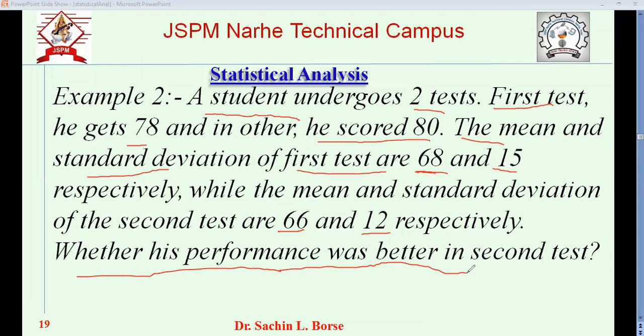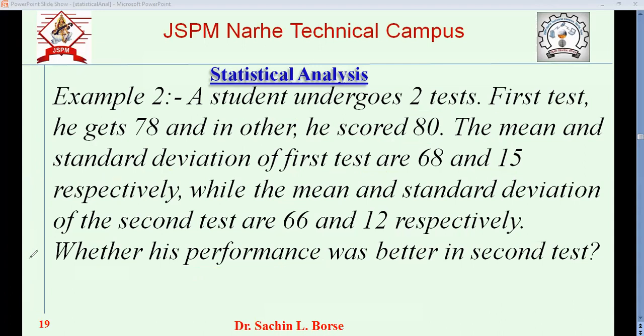So we have to tell based on what? The area of the standard curve. If it is more area, it means better performance. More area means he is in a higher percentage of students. If the area is small, he is in a lower percentage of students. If he is ahead of more students, his performance is good. If he is ahead of fewer students, his performance is not good. So I will just clear this. We'll solve one by one.